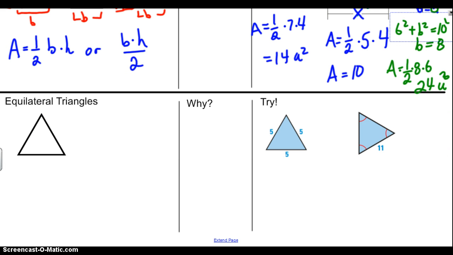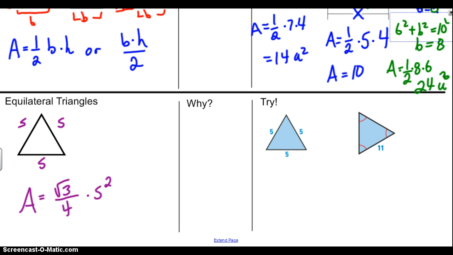Next, we'll talk about equilateral triangles. Now, equilateral triangles are a little bit special. There's a special formula that works only for equilateral triangles and no other ones. If you know what the side length is, say this is S for the side length, it should be the same all the way around, then the area of an equilateral triangle is the square root of 3 over 4 times the side length squared.